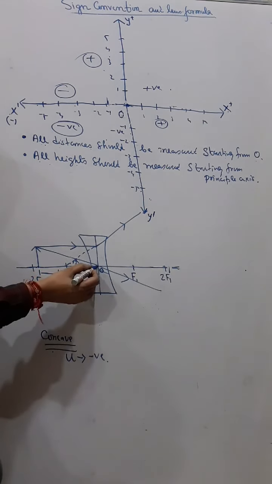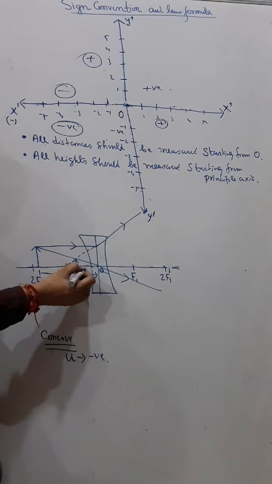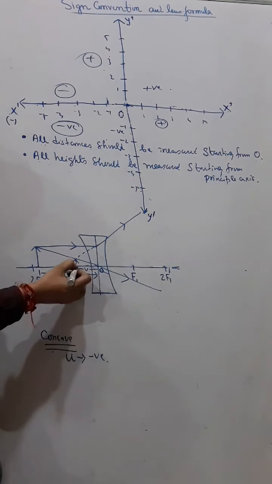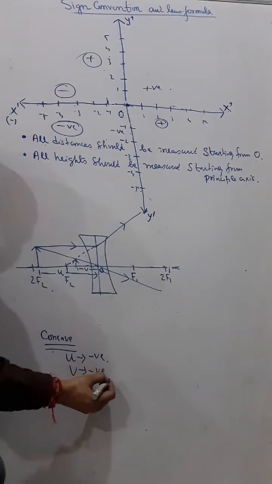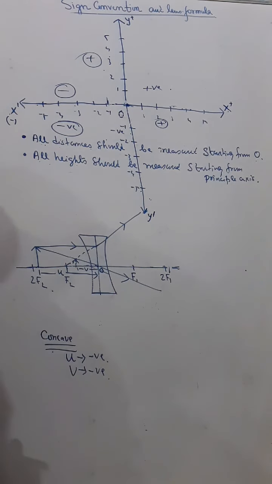Again image is from here O to this, so this is V. Okay, so this is V. So O to, again this is also left side, so again here also V is negative. So here also the V is negative. Then F, focal length.